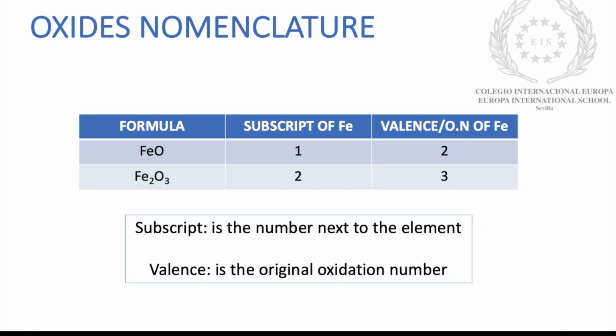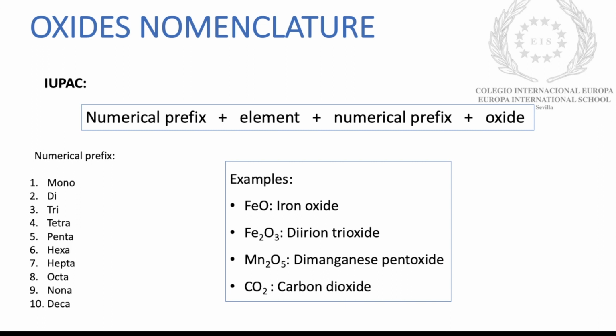So, let's see again the differences. Okay, the subscript, or subíndice in Spanish, is the number next to the element. Okay, here 1, 1, 2, and 3. But the valence is the original oxidation number. In the case of the iron it is 2, in the case of the oxygen it is 2, in the case here of the iron it is 3, and in the case of the oxygen in this formula it is 2. Well, once we have seen these differences, let's go to the next step, how we name the oxides.